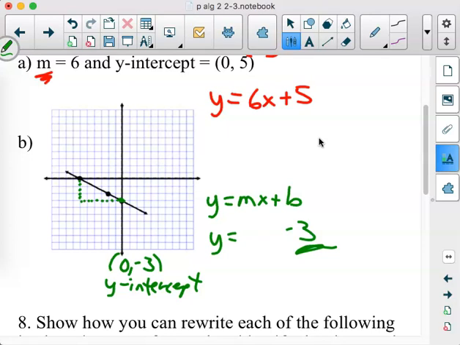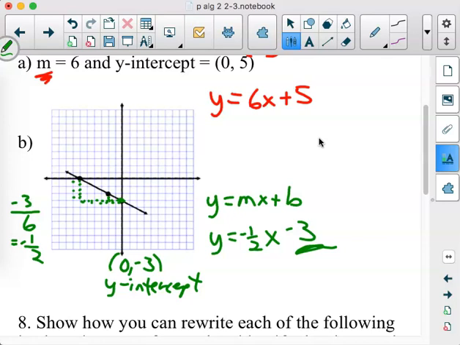And I realized I would have to go down 1, 2, 3. So my rise is a -3. And over 1, 2, 3, 4, 5, 6. Oh, well, I can simplify that. That's -1/2. Which is exactly the same thing I would have gotten if I had tried this little rise over run right here. So y equals -1/2 x minus 3.